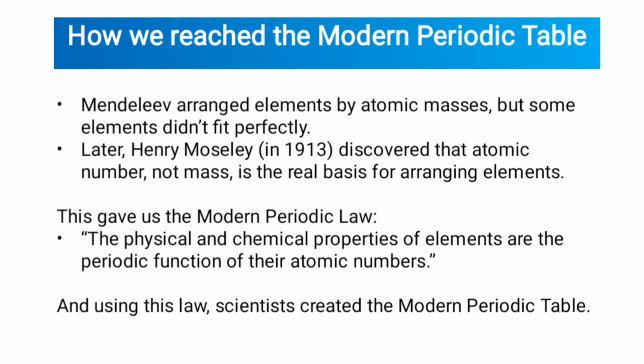This gives us the modern periodic law: the physical and chemical properties of elements are a periodic function of their atomic numbers. And using this law, scientists created the modern periodic table.